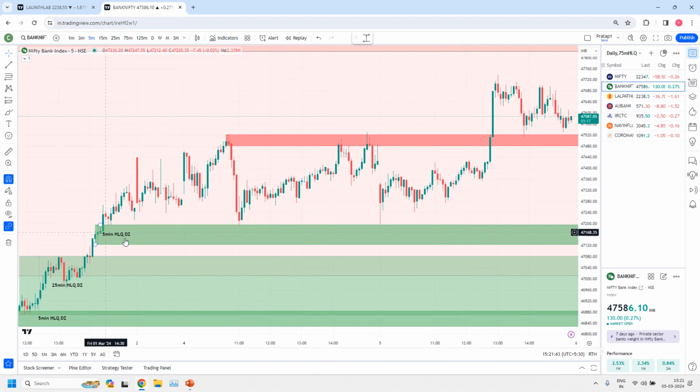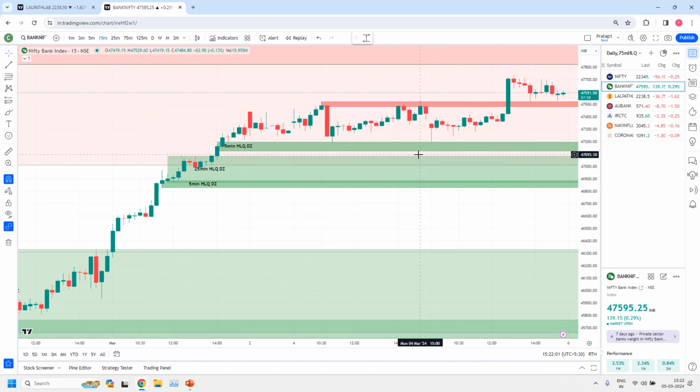This is the 5 minutes high liquidity demand zone. Yesterday it gave a test. See, it reached up to its next 15 minutes target. This is the 15 minutes target. This 5 minute zone is inside the 15. If I go to 15 minutes, you will understand.